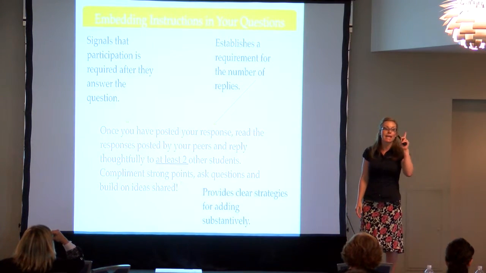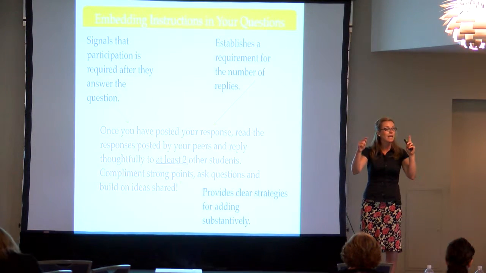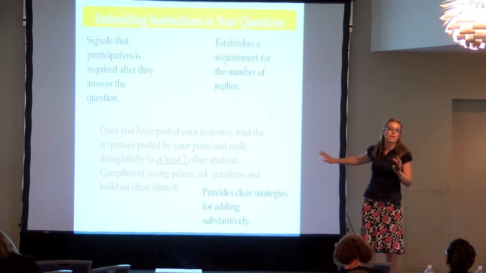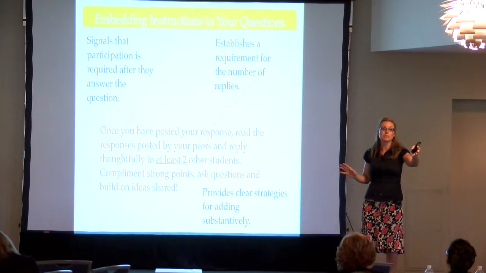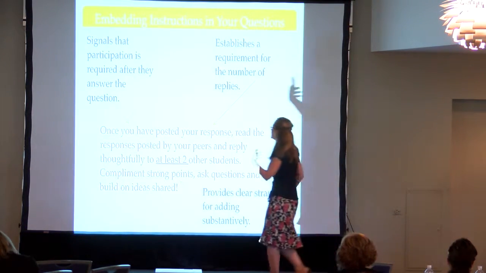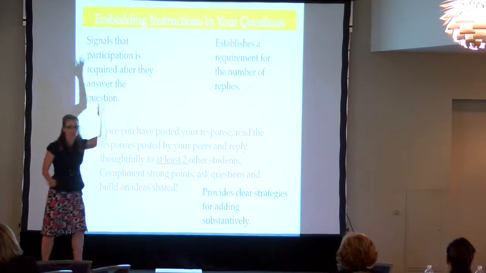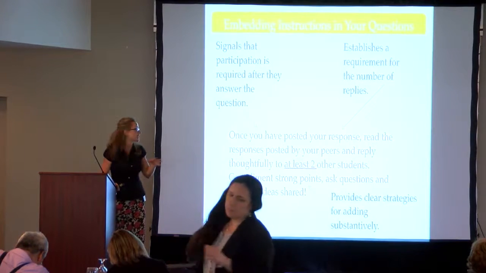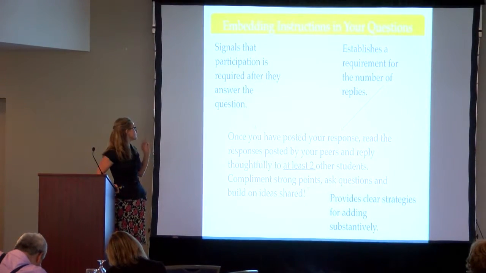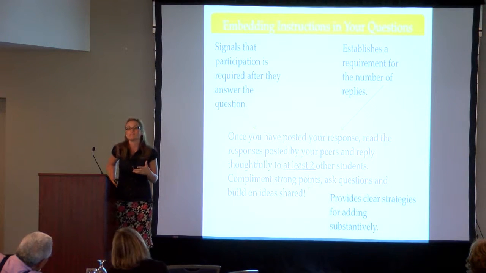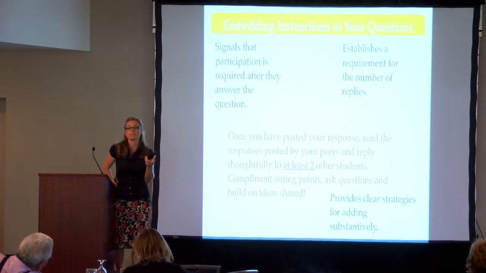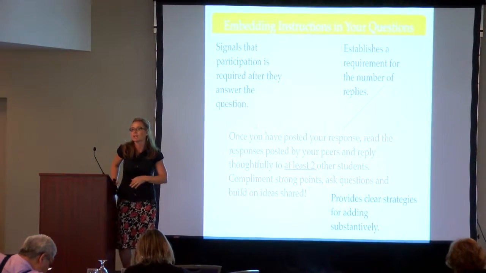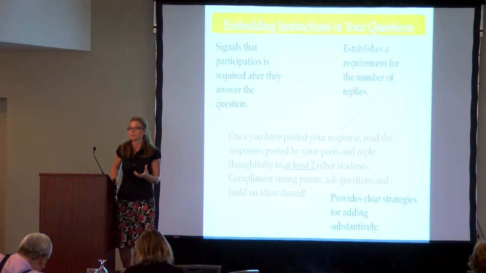So then I realized in every single discussion question, I also have to include directions for their participation. So all of my discussion questions, you probably noticed it on the icebreaker, they end with something like this. I have the question, and then I skip a line, and I say, once you've posted your response, read the responses posted by your peers and reply thoughtfully to at least 2 other members of the class. Compliment strong points made, ask questions, build on ideas shared, respectfully disagree, or offer different perspectives.